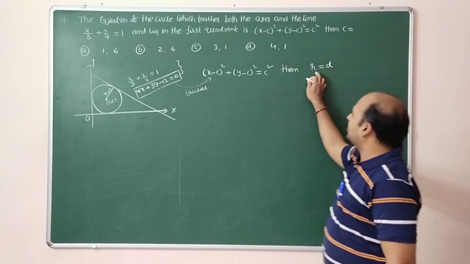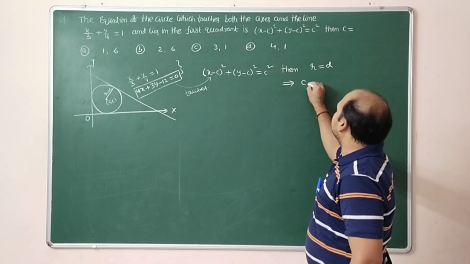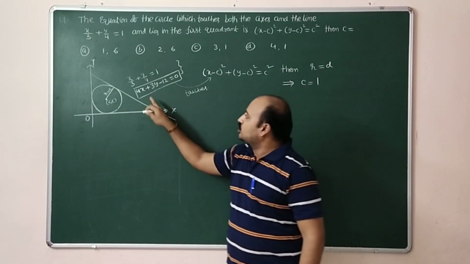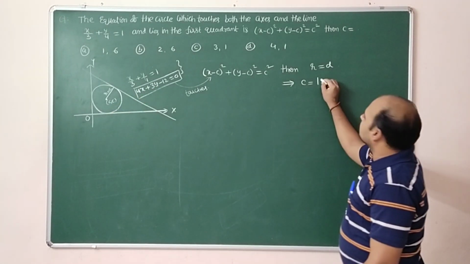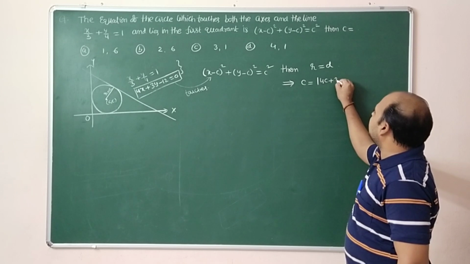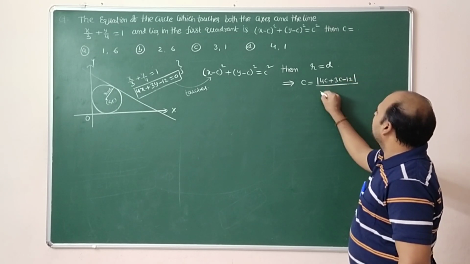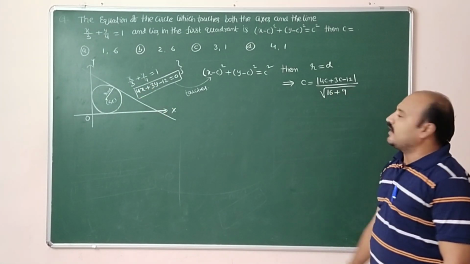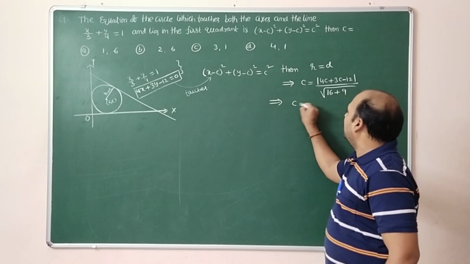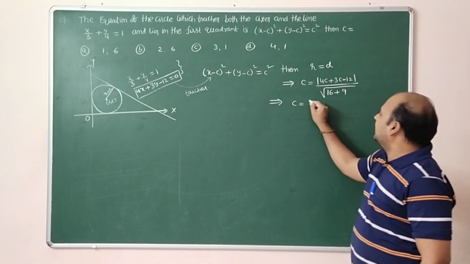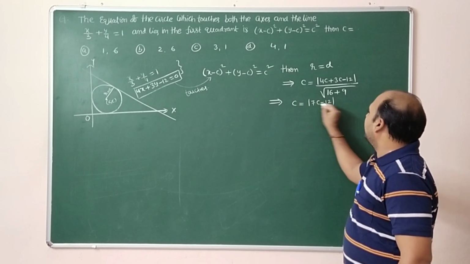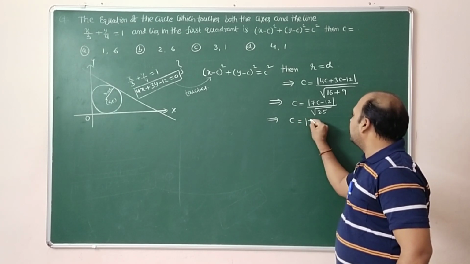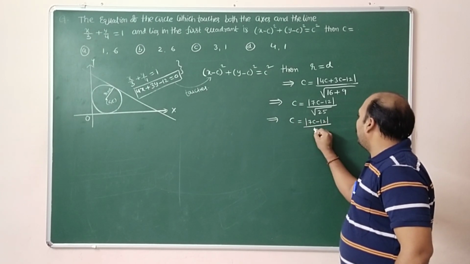So what is r? r is the radius of the circle. c is equal to mod d value, the perpendicular distance from the center of the circle to the line 4x plus 3y minus 12. So in place of x comma y, substitute c comma c. So mod 4c plus 3c minus 12 divided by root over x coefficient whole square plus y coefficient whole square, 4 square 16 plus 3 square 9. That implies c is equal to, 4c plus 3c is 7c, mod 7c minus 12 divided by root 25. Root 25 means 5.